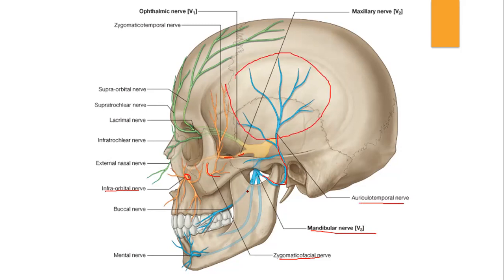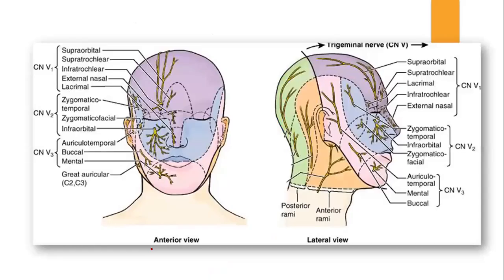Similarly, it gives the buccal nerve right here, which goes and supplies the buccal mucosa. Then it gives another nerve which exits from the mental foramen, known as the mental nerve, supplying the lower part of the face closer to the chin. So these are the nerves that you need to know about, which are the branches of these divisions. So this is just a summary of it.